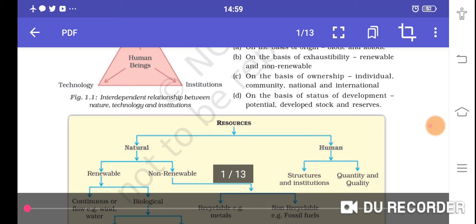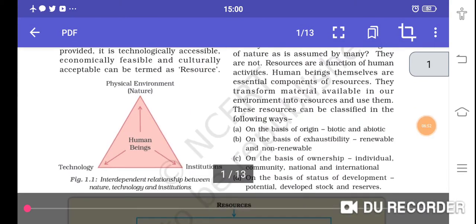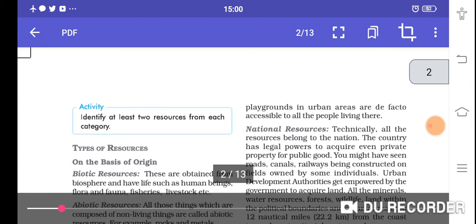Okay, so let me see. As I already told you, there are four classifications of resources: on the basis of origin, biotic and abiotic; on the basis of accessibility, renewable and non-renewable; on the basis of ownership, individual, community, national, and international; on the basis of status of development, potential, developed, stocked, and reserved. Let's just see one by one.